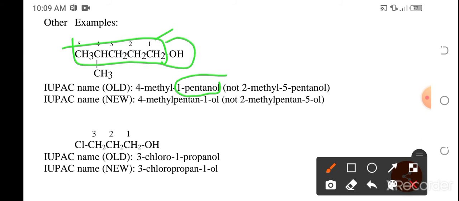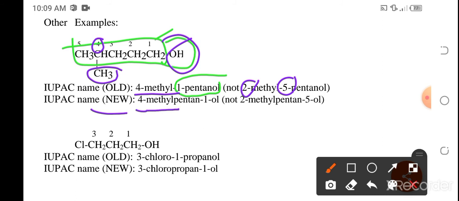What is not included is the methyl group, and it is attached on the 4th carbon atom. That's why the IUPAC name is 4-methyl-1-pentanol. It can't be 2 and 5, because the hydroxyl has priority again. The synonym for this one is 4-methylpentan-1-ol. Okay?